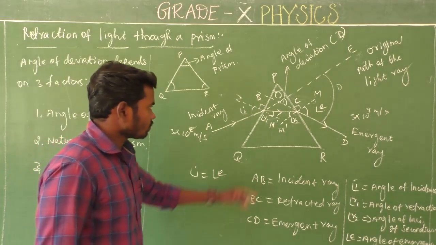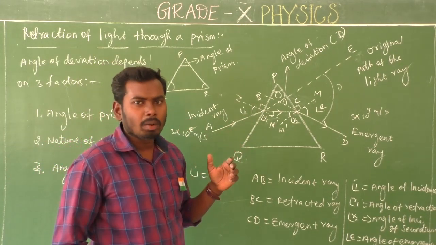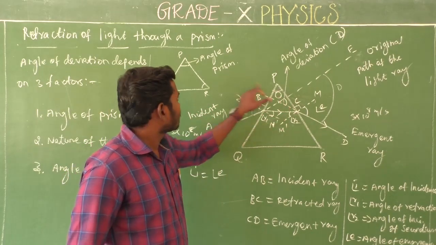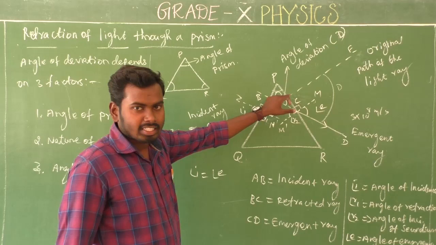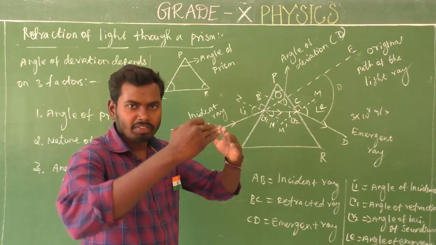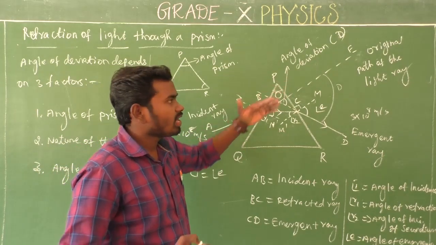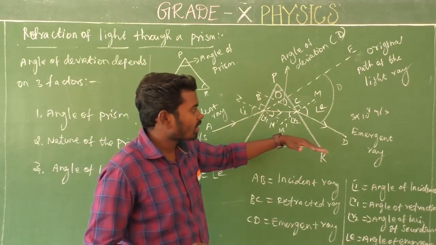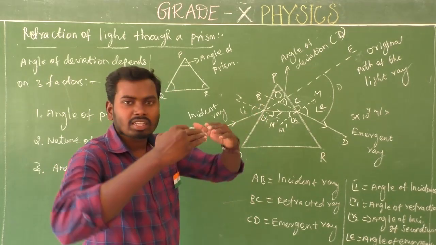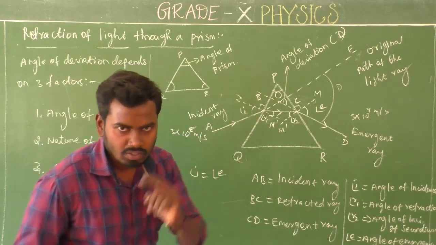Already we know there is some angle between the surfaces of the prism. That is called the angle of prism. Suppose the angle changes, what will happen? If the angle changes, the angle of deviation also changes, which means the refracted light direction will change, due to which the angle of deviation also changes. Is it clear? That is the first factor.